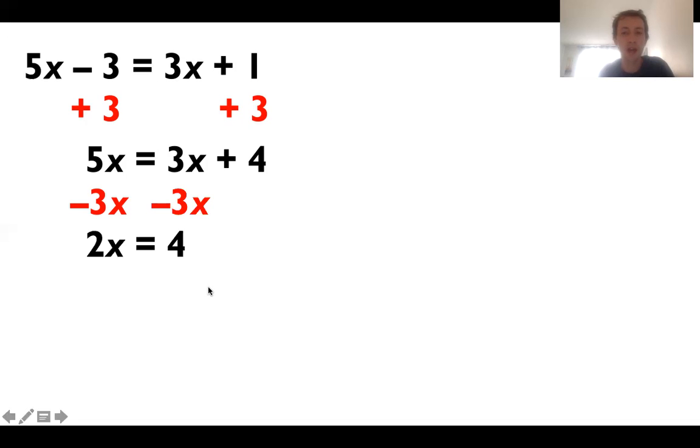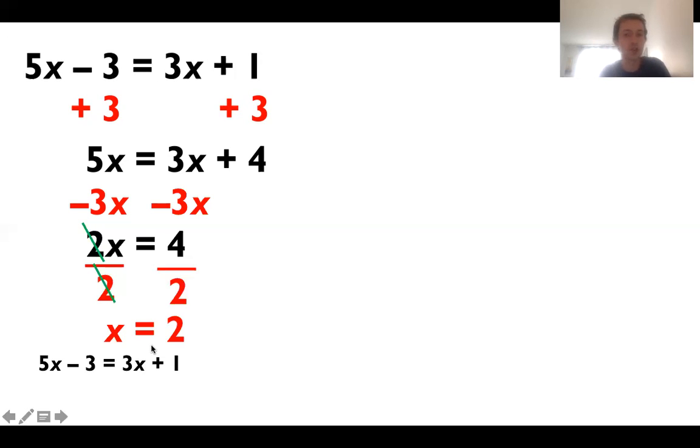We're almost done now. The last step is I've got 2 times what number equals 4? Well, by now we should realize it's going to be 2. But just to show that, I'm going to divide both sides by 2. 4 divided by 2 gives me my x value of 2.